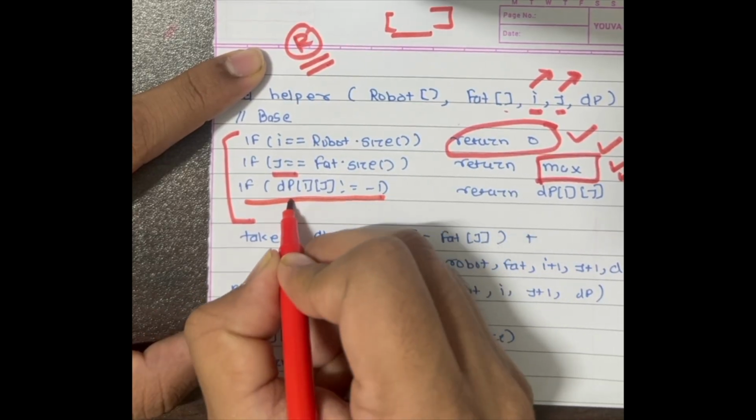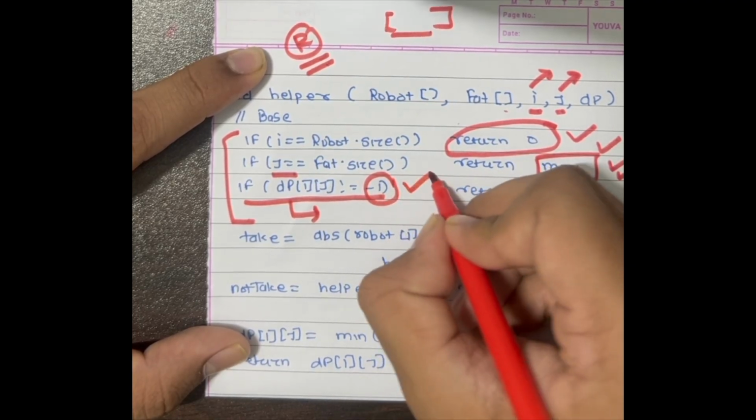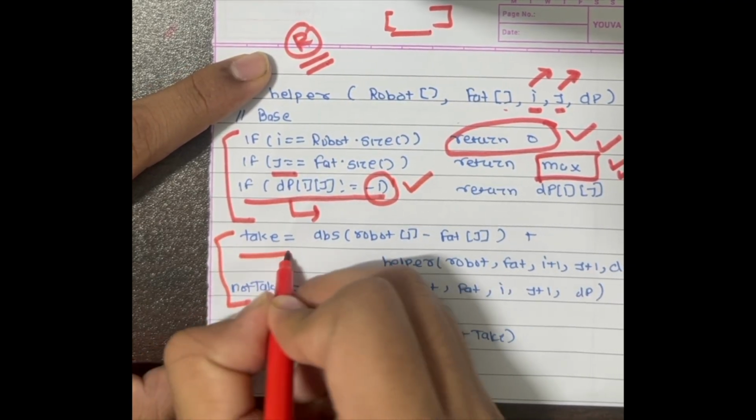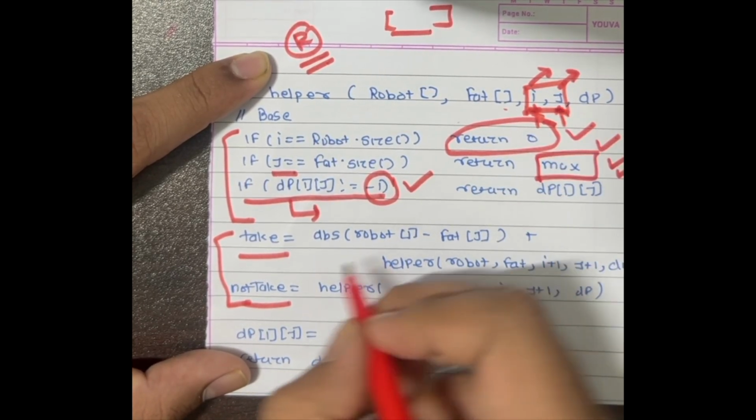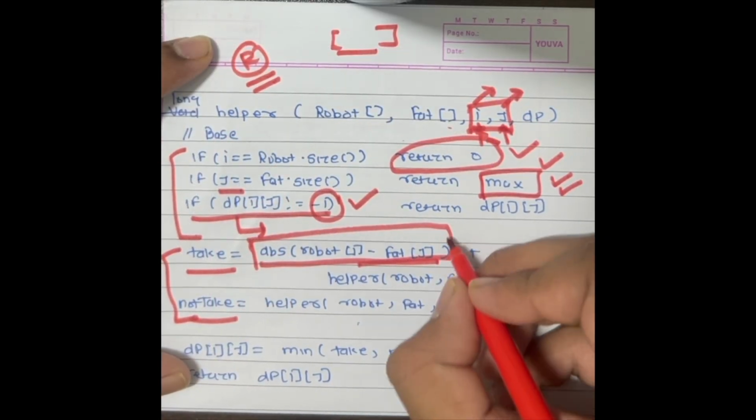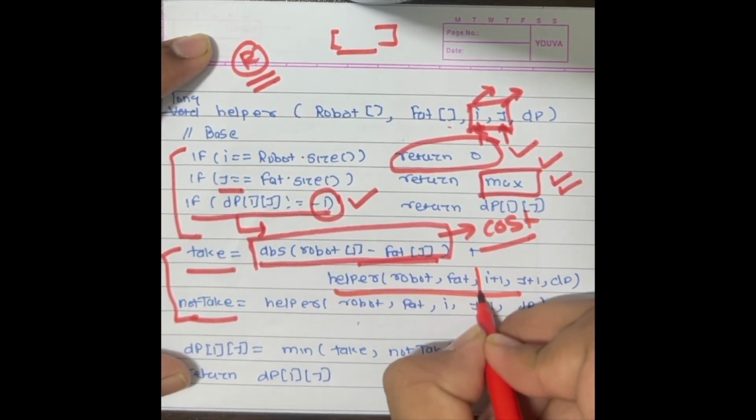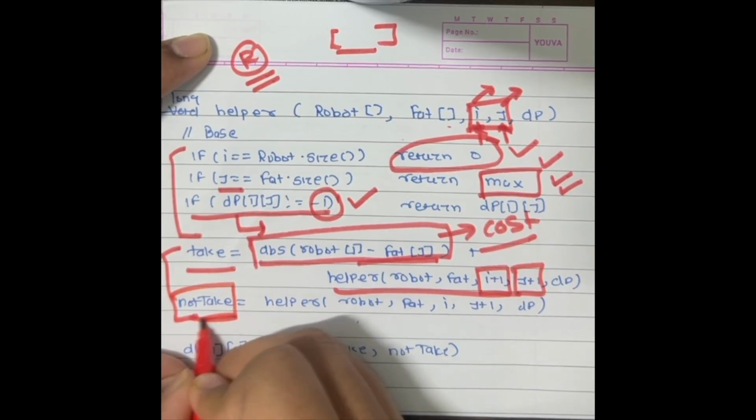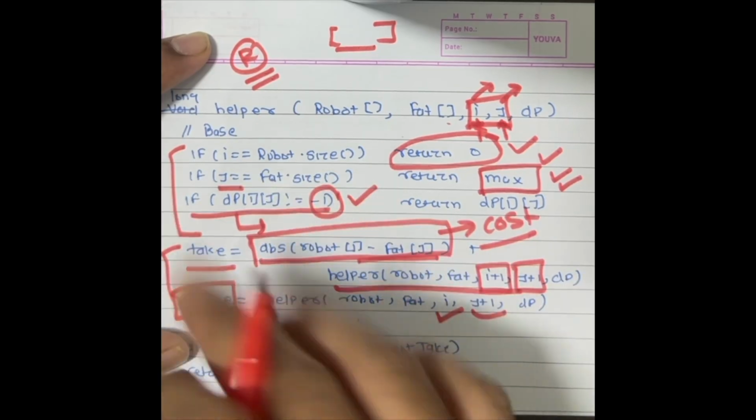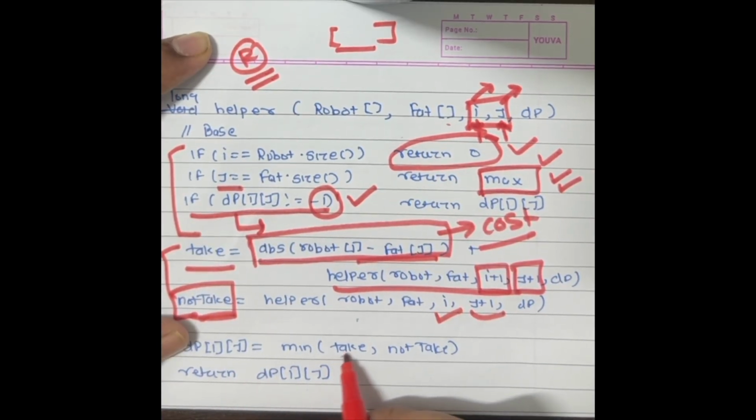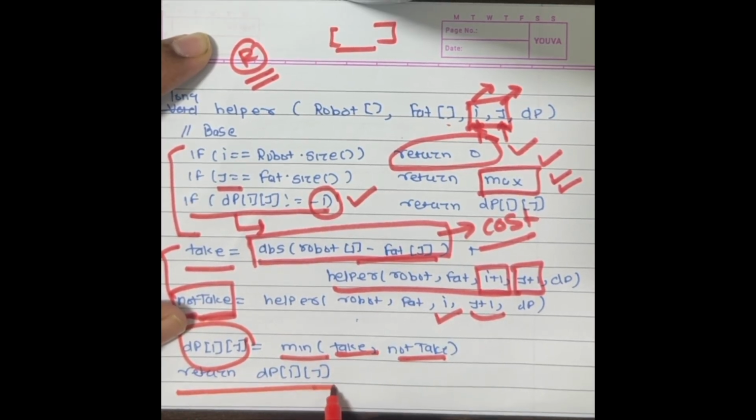What if dp[i][j] has already been computed? There is no need to compute things again and again, we just return dp[i][j]. Here is the basic case of take and not take. At position i, j, for this robot i and this factory j, if the factory will serve this robot, we compute the cost and then call the next state using i+1 and j+1. In the not take case, we don't need to calculate any cost. We just keep the robot and move to the next factories. After the computations are done, we have the take and not take values, and we store the minimum of them in dp[i][j] and return dp[i][j] at the end.